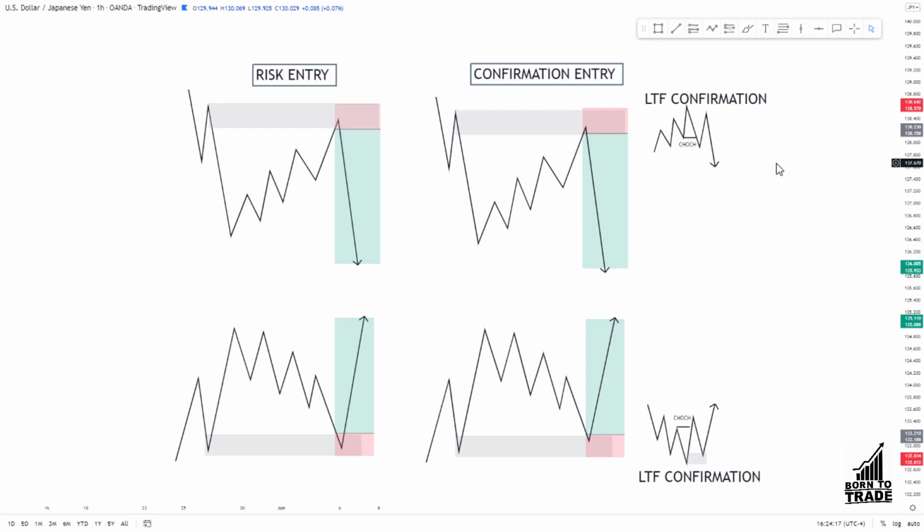In today's video we'll be talking about entry, that is how to successfully enter our trades when price returns back to our supply or our demand area.